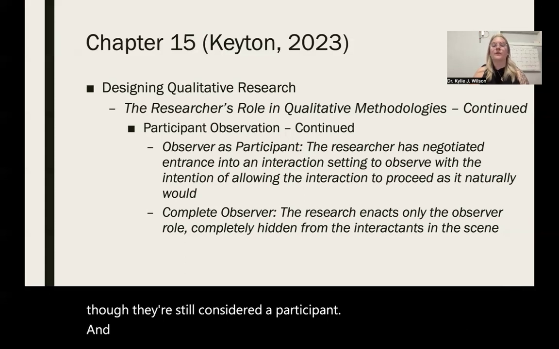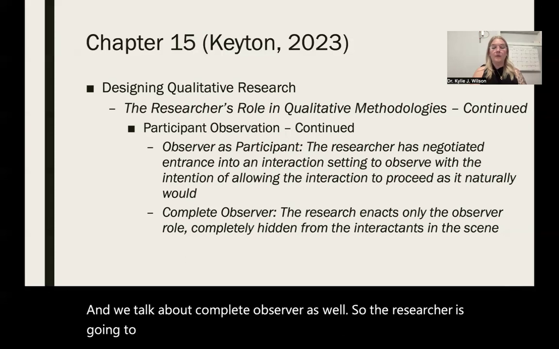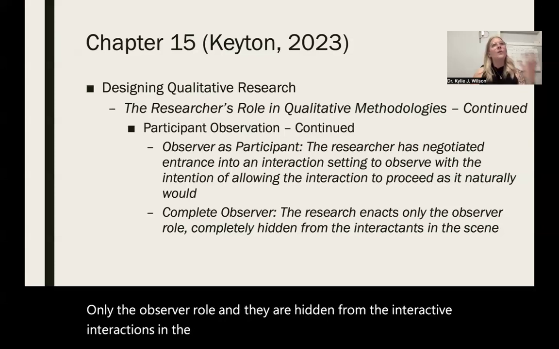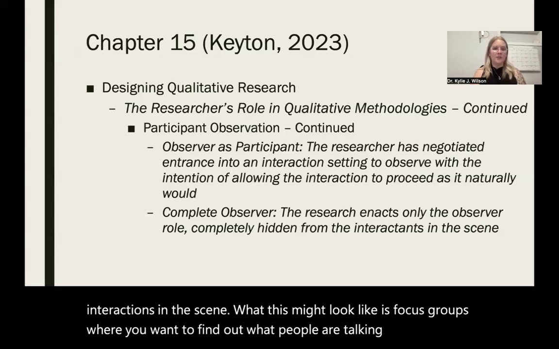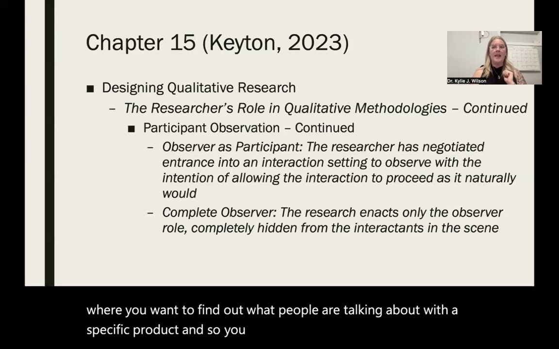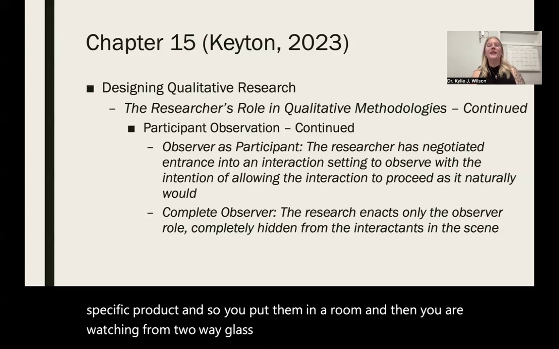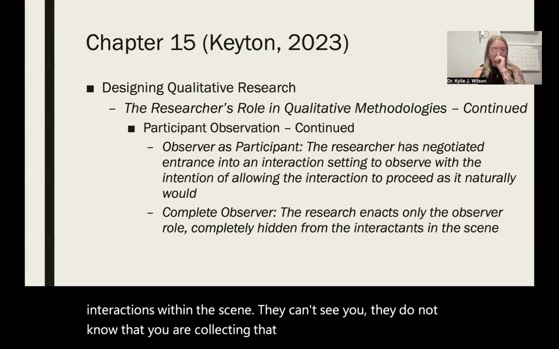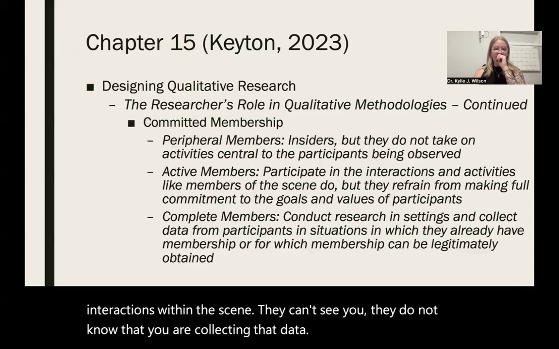And we talk about complete observer as well. So the researcher is going to enact only the observer role, and they are hidden from the interactants in the scene. What this might look like is focus groups where you want to find out what people are talking about with a specific product. And so you put them in a room and then you are watching from two-way glass, right? You are hidden from the interactants within the scene. They can't see you. They do not know that you are collecting that data.